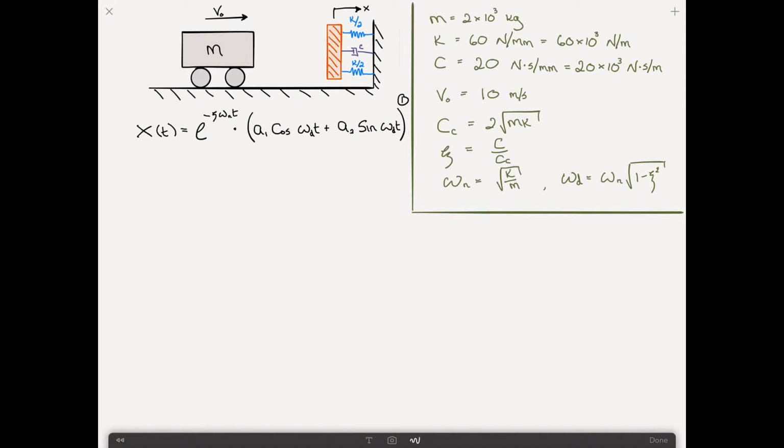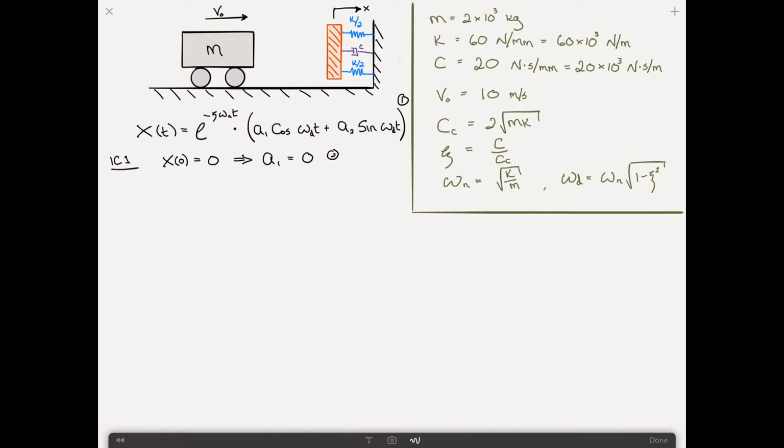All right, we have two initial conditions. What is the velocity and what is the displacement at time equals 0? Well, the first initial condition, we'll call it IC1, is that the displacement is 0 at time equals 0. So x of 0 is equal to 0. And you should be able to see by inspection that this means that a1 is equal to 0. We'll call that equation 2.